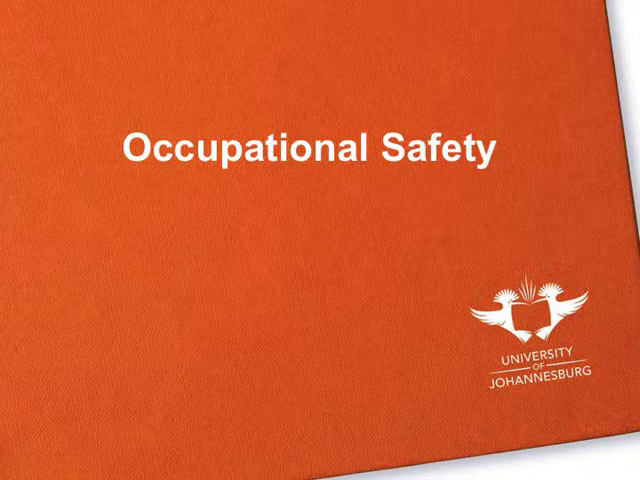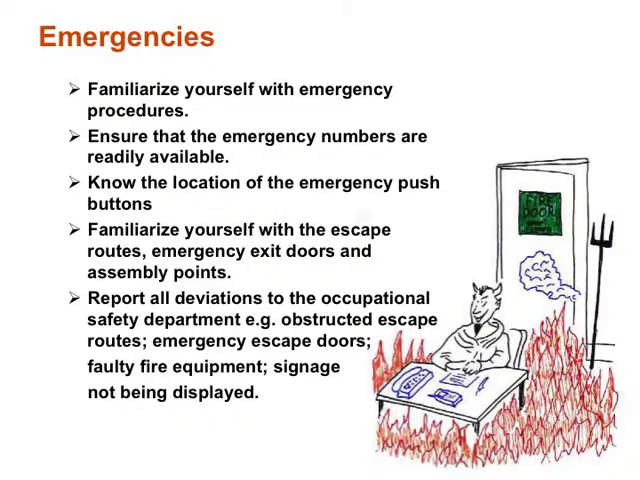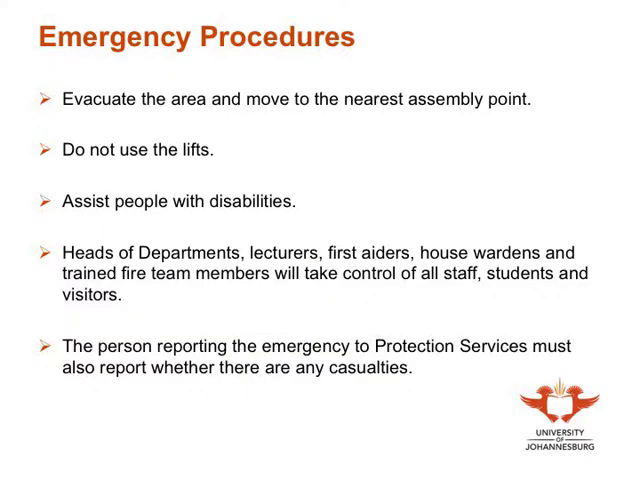Occupational safety. Occupational safety is an important aspect of safety for all students and staff. In cases of emergency, it is important to familiarize yourself with emergency procedures. These include knowing emergency numbers, knowing the location of emergency push buttons, and knowing the relevant escape routes. What are these emergency procedures?